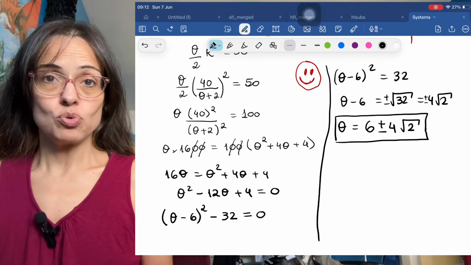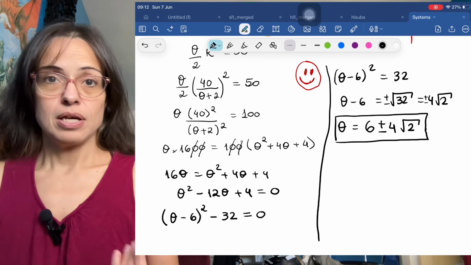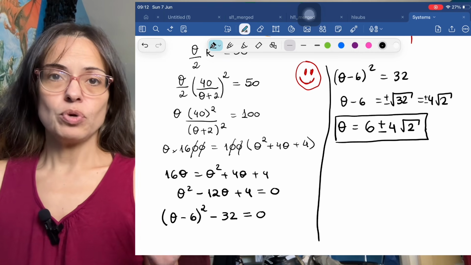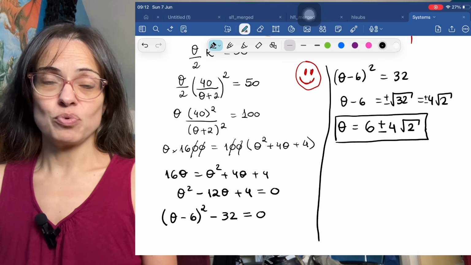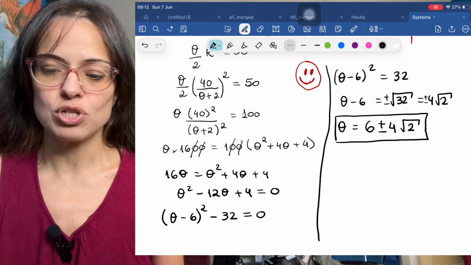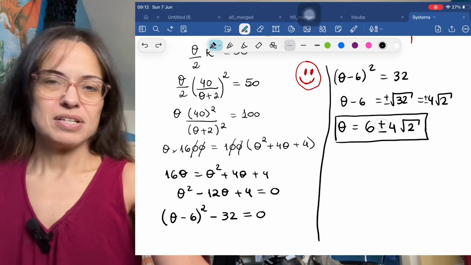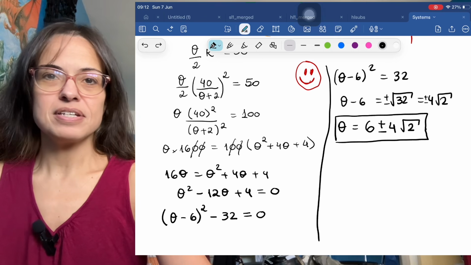We have to choose between them. One of them is going to be right and the other one's going to be wrong. And where a lot of students make a mistake at this point is that they too quickly choose the solution with the plus. Because this is a geometry problem and theta is an angle.